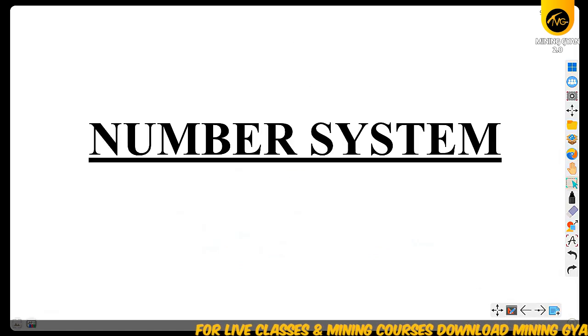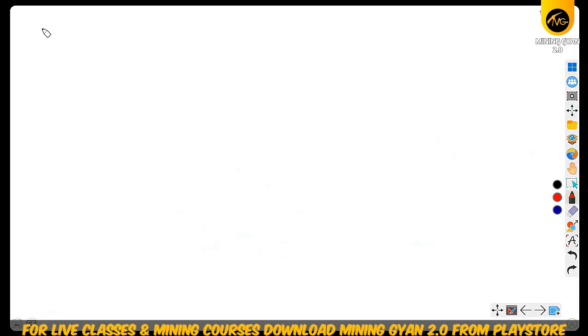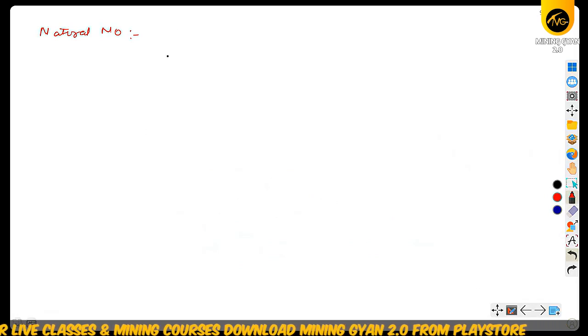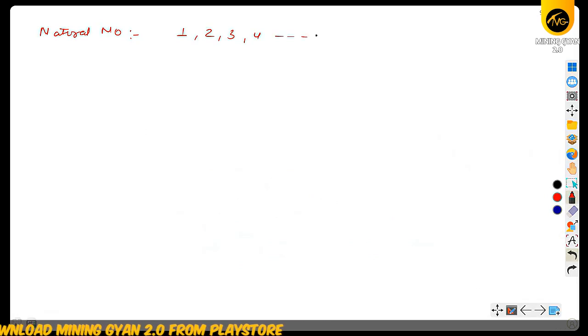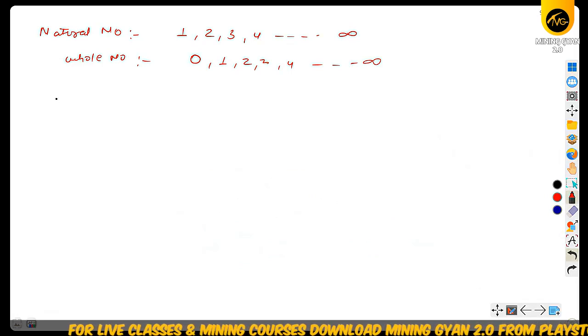So let's start. Before we solve examples or questions directly, let us revise some basic things related to the number system. The first thing is, what are natural numbers? The numbers 1, 2, 3, 4 and so on to infinity are called natural numbers. Similarly, the whole numbers are 0, 1, 2, 3, 4 and so on to infinity.